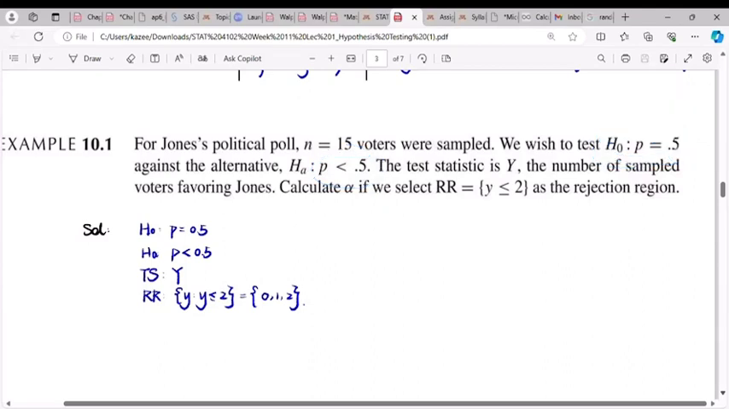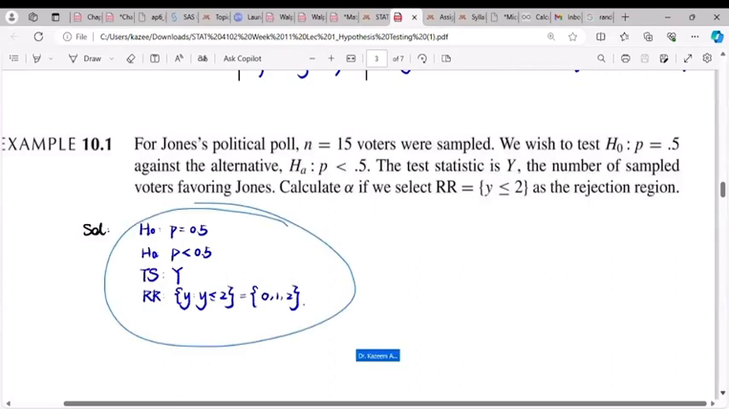Now, for the rejection region, we can decide on that to be y less or equal to 2. If the rejection region is set as y less or equal to 2, which means out of 15, if only 2 out of 15, or fewer than 2, claim that they will favor Jones, that is enough to reject this hypothesis. That's what I mean.